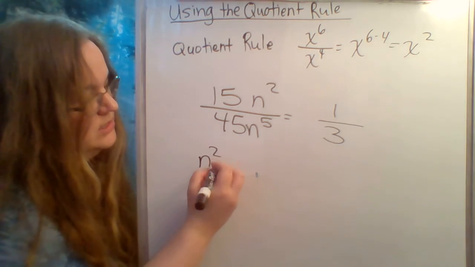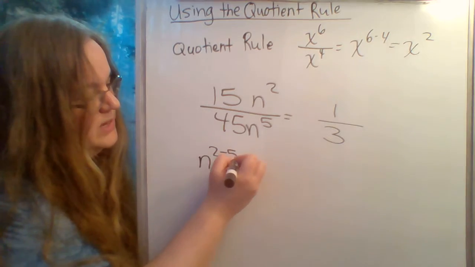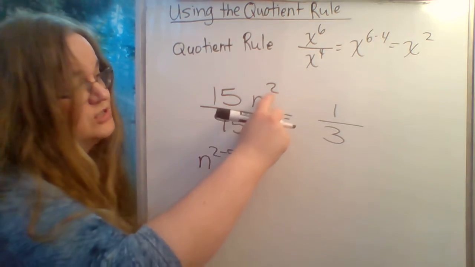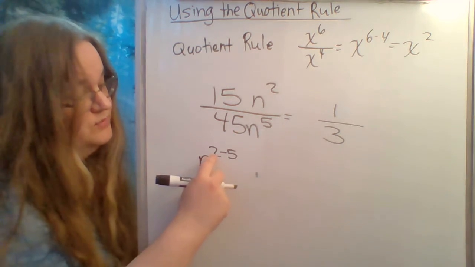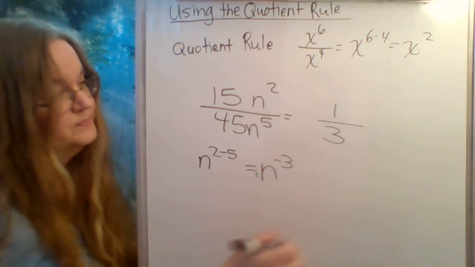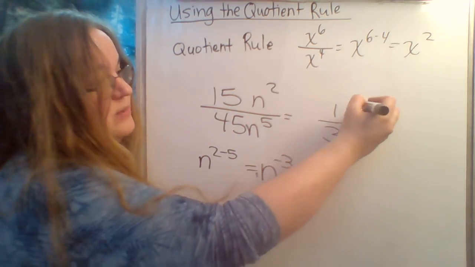n to the 2 minus 5, because it's 2 minus 5. You can't change the order of subtraction. So since this is in the numerator, I'm using that one first, which means it's going to be n to the negative 3rd. Well, the n to the negative 3rd is going to be up here.